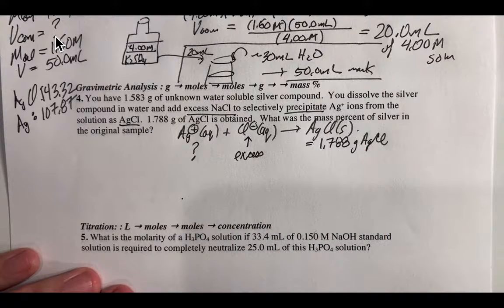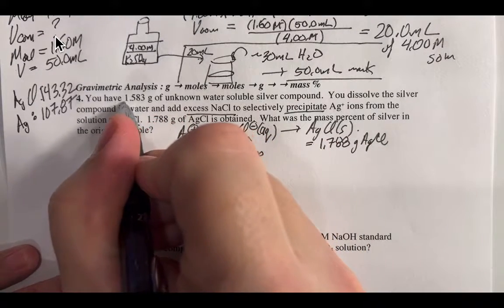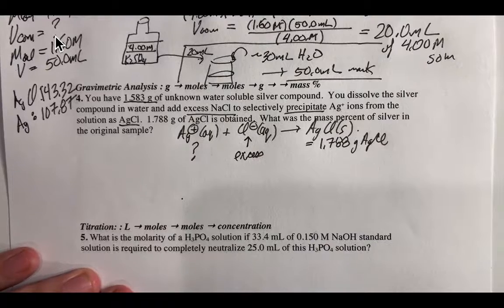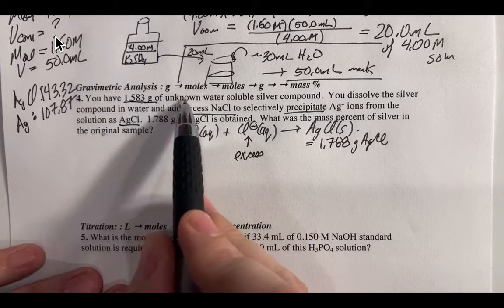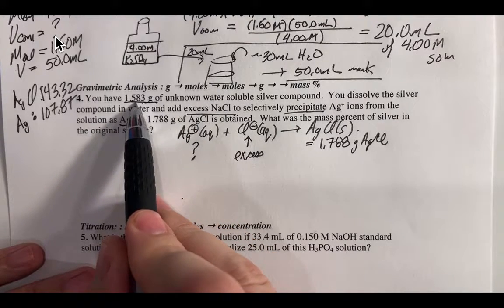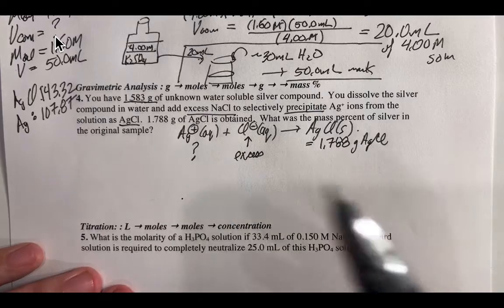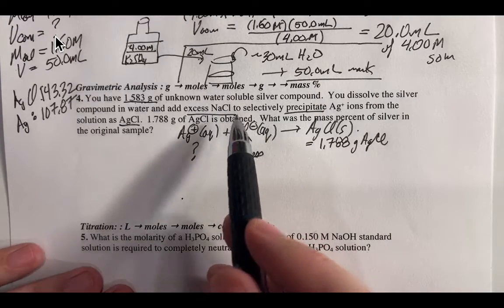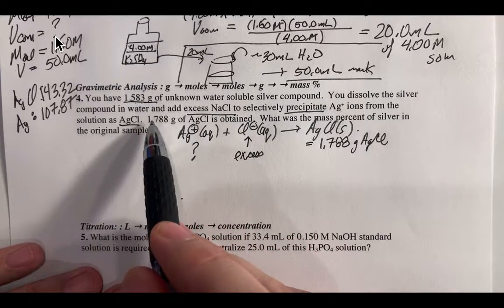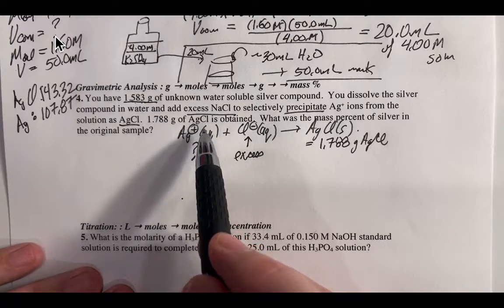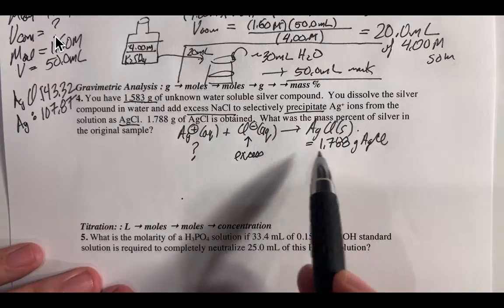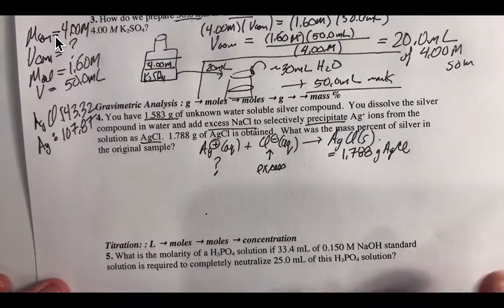In these problems, the other thing that you want to do is make sure not to grab the wrong number. So up here, 1.583 grams of an unknown water-soluble silver compound. This I can't get my hooks into at all because I know its mass, but I don't know its formula. If I don't know its formula, I can't convert it to moles. This, however, the 1.788 grams of silver chloride, I can convert that into moles, and so I can do something with that.